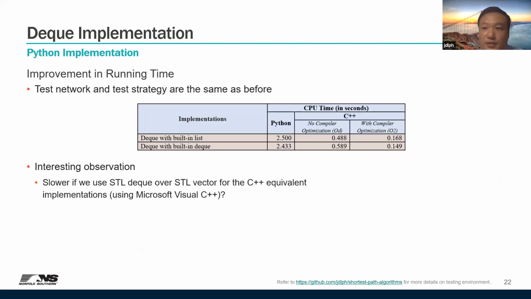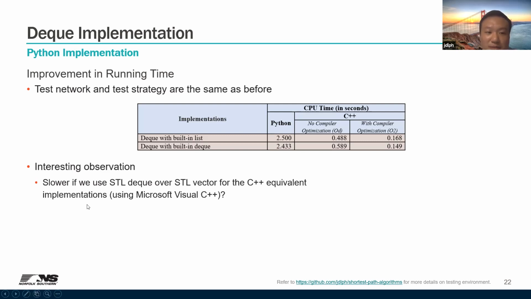So I run the same numerical task using the same network and the same testing strategy. As you can see, with the Python built-in list, the average time is 2.5, and the re-implementation using the built-in DAC is 2.433. So the reduction is only about 4%. It's not that significant as we saw in the FIFO implementation using the constant time check.